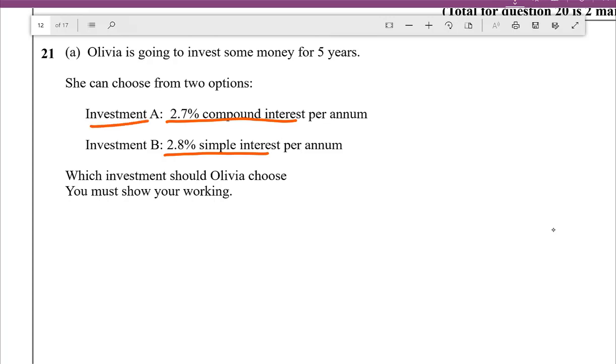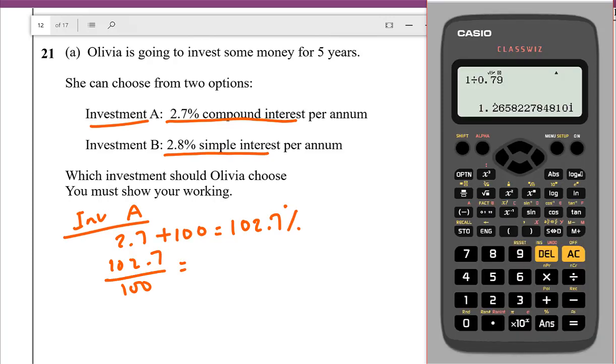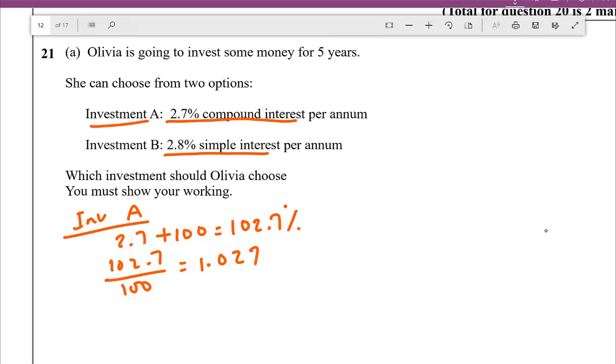Now let's say investment A. It's a compound interest question. So we need to find the multiplier first, because it's a 2.7% increase added to 100%, that gives us 102.7%. I find the multiplier by dividing by 100, so 102.7 divided by 100 gives us 1.027. That's the multiplier. And the formula is the original amount times the multiplier to the power of the number of years.